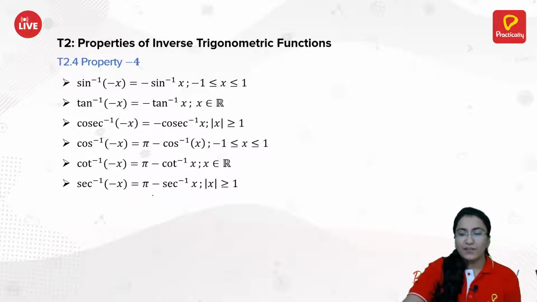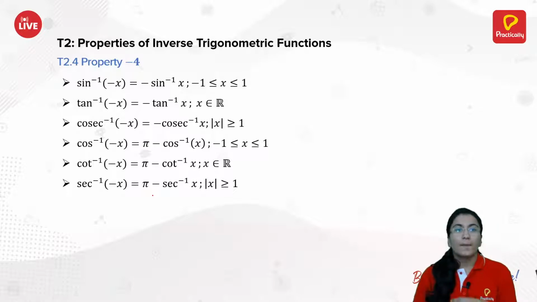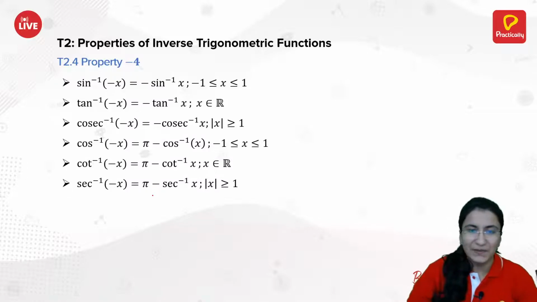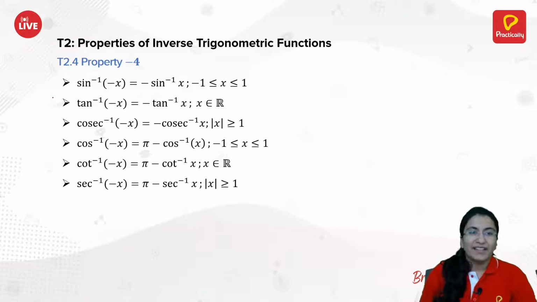So this set of properties, what are these basically? Let's just see. If you supply minus x to all the inverse trigonometric functions, how do they behave? Let's just see the properties. Sine inverse of minus x is equal to minus sine inverse x.